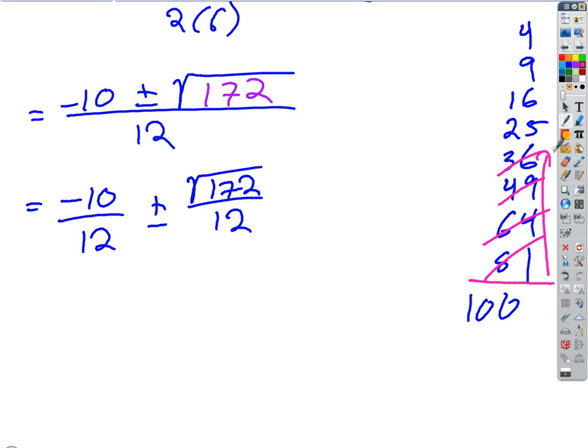25 obviously won't work. How come? What would this have to end in for 25 to go into? 0 or 5. 0 or 5, yeah. 16, well, 16 times 10 is 160. So that's not going to work, is it? Because 160 plus 16 more misses it. That's 176, no good.